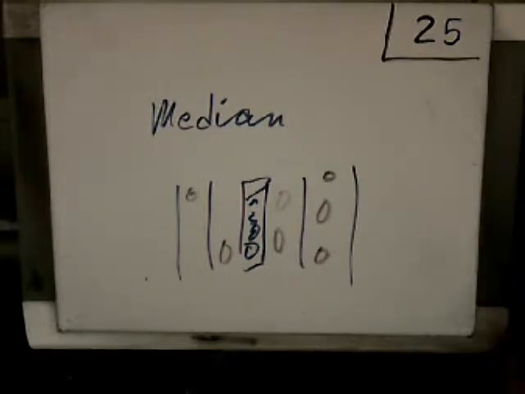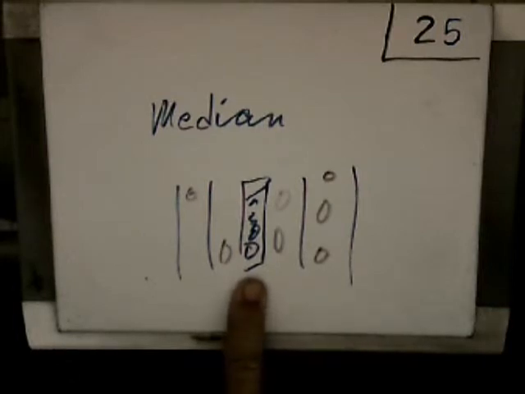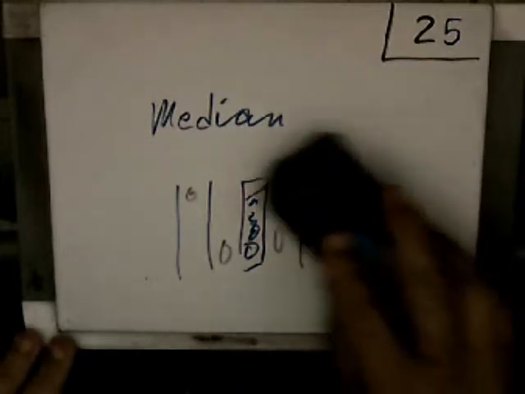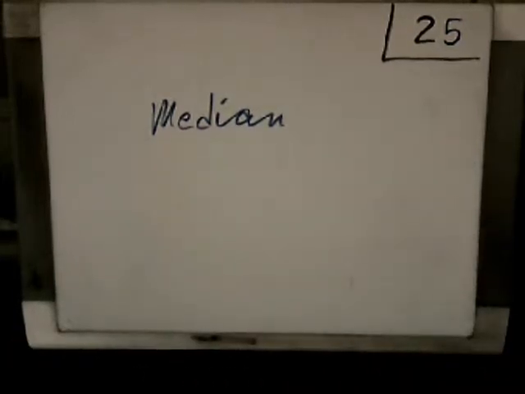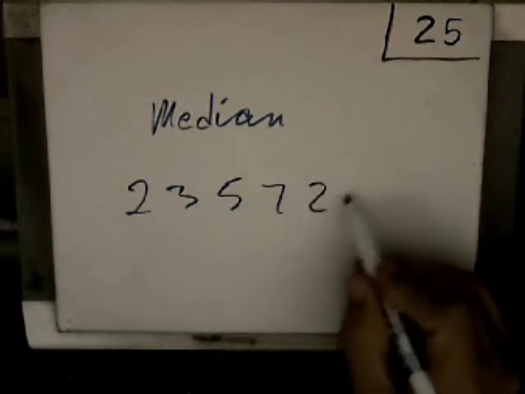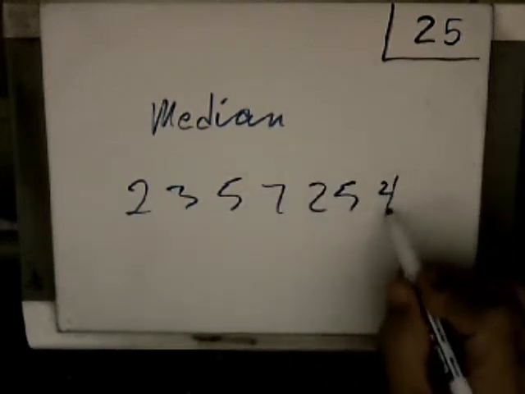And the median, just as the median here in the street is the middle of our road, we're going to use that idea in terms of our numbers. So when we talk about median, one of the first things we have to do is order our numbers. 2, 3, 5, 7, 25, 49.